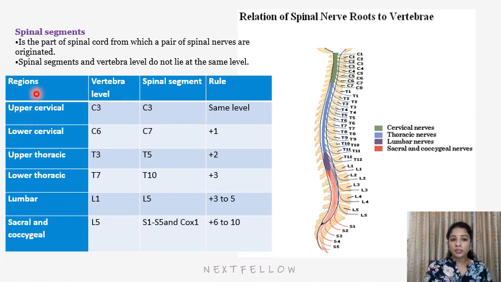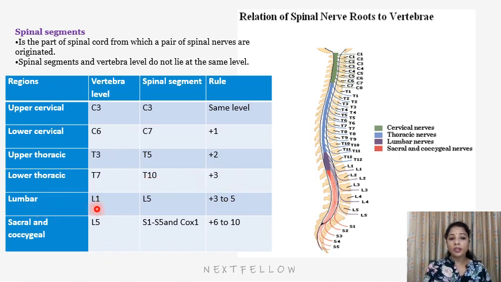So here is a table for us to understand. The upper 3 cervical segments are in line with the 3 vertebral levels. In the lower cervical region, at the 6th vertebral level, we see the C7 spinal segment, so one is added here. In the upper thoracic region, at the level of T3, we see the T5 spinal segment, so 2 spinal segments are added. And lower thoracic, T7, T10, so 3 spinal segments are added.